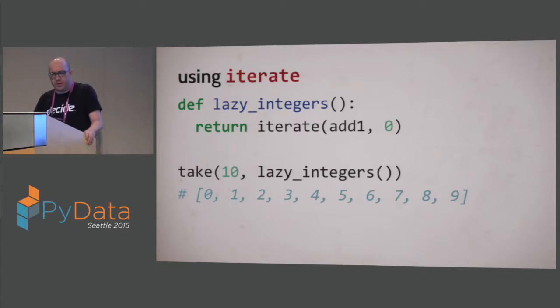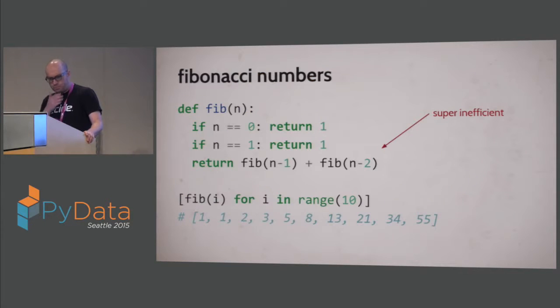So how would we use this iterate? Well, if you remember how we did lazy integers before with a loop and a yield statement, here to do lazy integers, start with 0 and call add 1, and then call add 1 and call add 1. So here's a version of lazy integers. It's very simple. Iterate add 1 starting at 0.